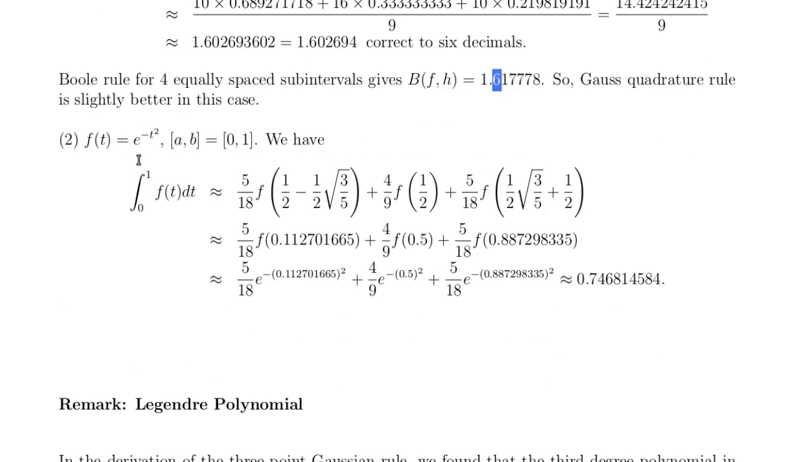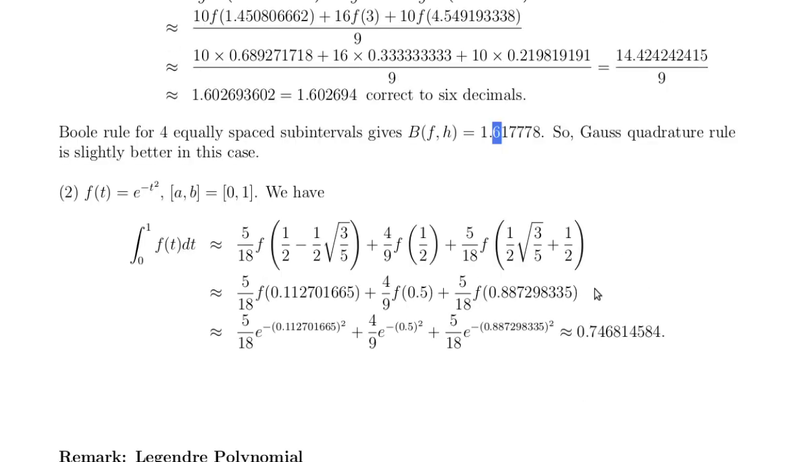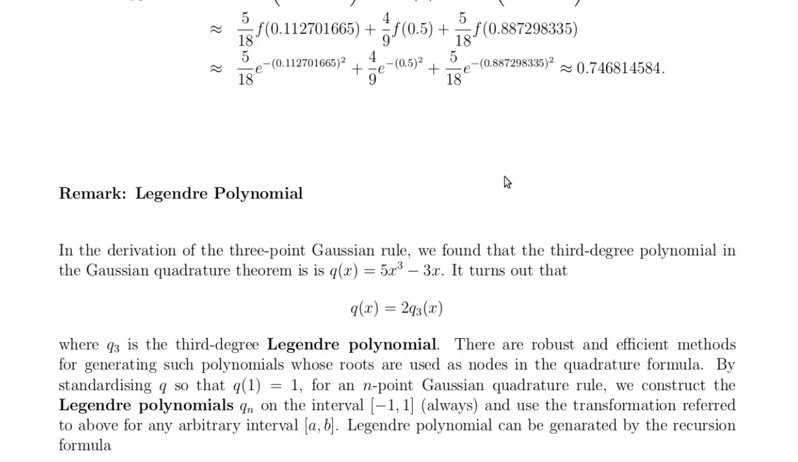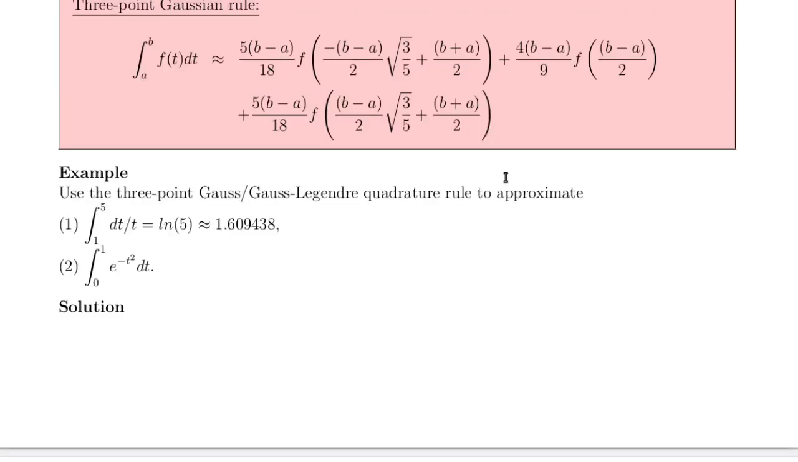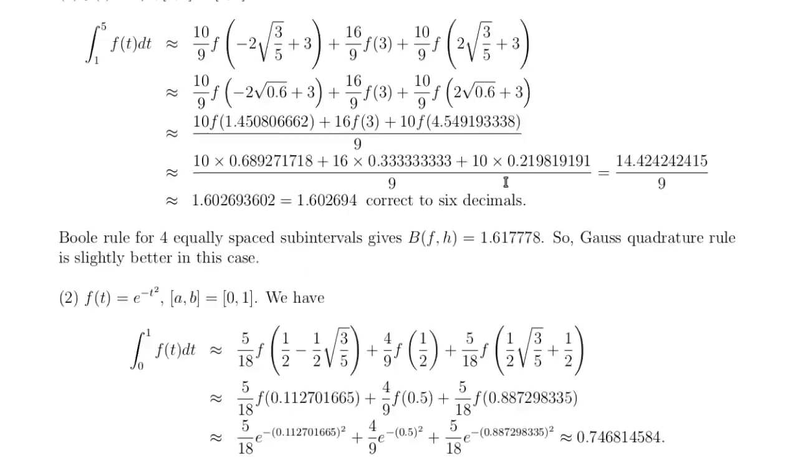Okay, so similarly, we can use the same formula in terms of a and b, and use a equal to 0, b equal to 1. Substitute, you obtain this expression in the formula, and then f of t is exponential of negative t squared, and we compute that, we obtain this result. You can compare this with the previous method. You will see that this is more accurate. So that is the power of this Gauss quadrature formula.